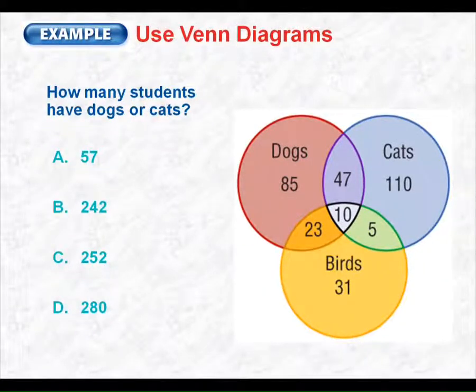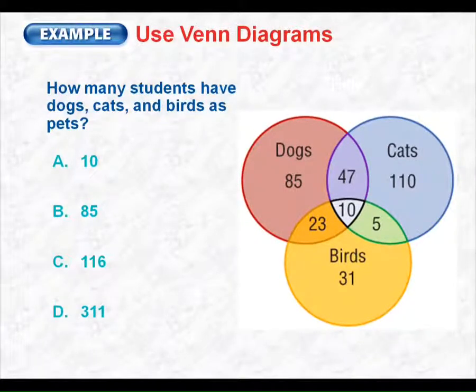How many students have dogs or cats? How would you find this answer? Add everything but the birds, right? Because all of these people at least have dogs or cats. These are the only people that don't have one or the other. Okay. Good, you'd add all those up, you get 280.